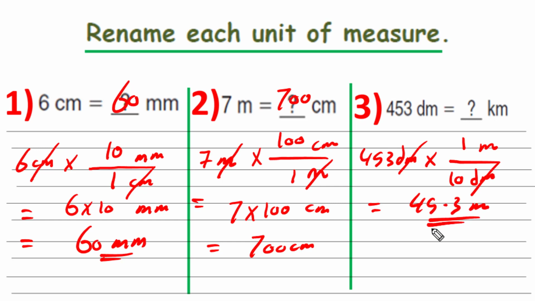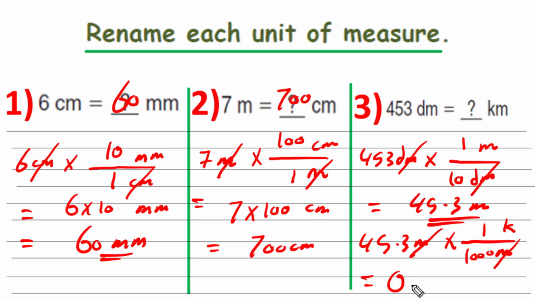To convert 45.3 meter to kilometer, we will use another conversion factor. We can write 45.3 meter multiplied by kilometer over meter. We studied before that 1 kilometer equals 1000 meter. Now cancel meter, you have to divide by 1000. Just move the decimal point to the left 3 digits.